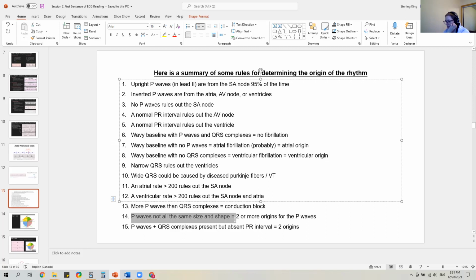P waves that are not all the same size or shape equals two or more origins for the P waves. We call that multifocal atrial tachycardia. That was in one of the earlier slides. And if P waves and QRS complexes are present but there's an absent PR interval, that means two origins. If the atria is firing and somehow the ventricle fires at almost exactly the same time, or really close together, then you need to be thinking these are not running in sync, because the AV node should be slowing down the firing of the atria to the ventricles.